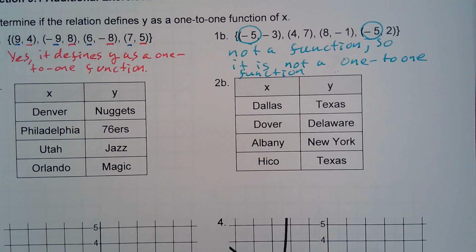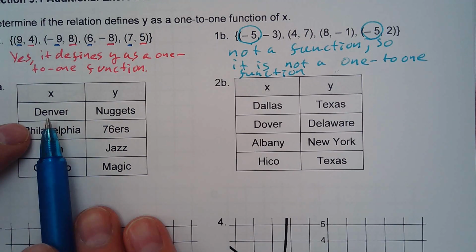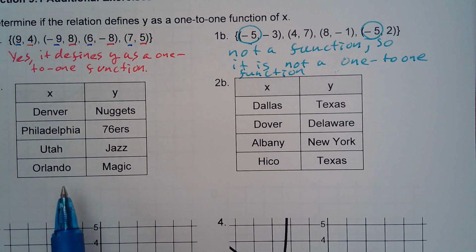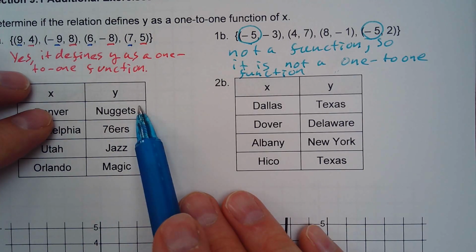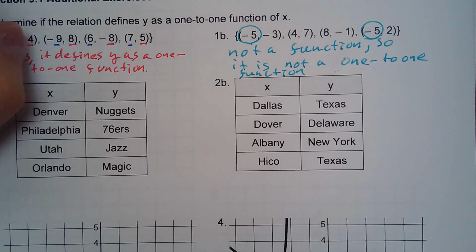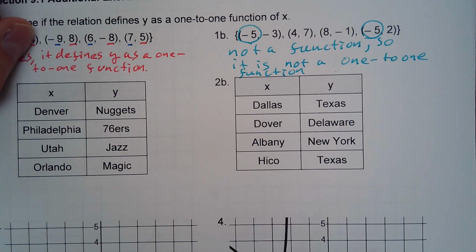All right, so let's try the next one. Denver, Philadelphia, Utah, and Orlando. Okay, those are all different cities. Nuggets, 76ers, Jazz, Magic look like they're professional basketball teams. So each x is different, each y is different, so this is one-to-one.